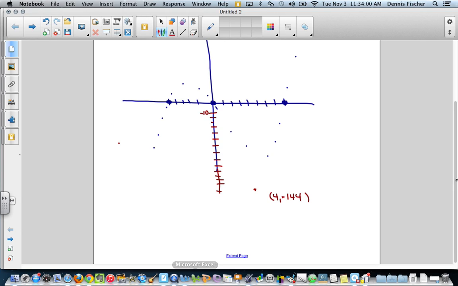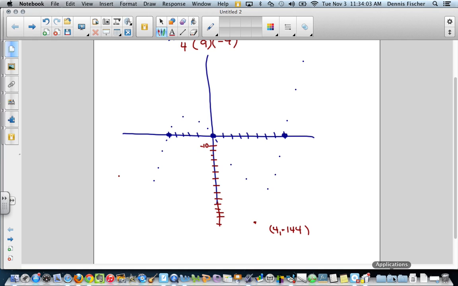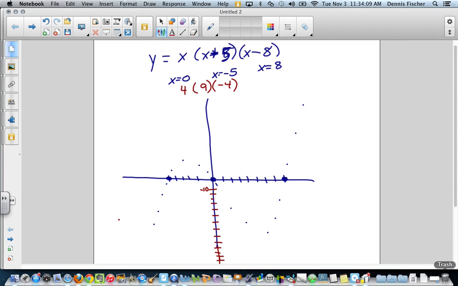So now what I need to do is say, and this one's going to be a little less precise, I need to plug in a point between 0 and 5, it looks like. Let's make it easy. You could plug in halfway between there, which is 2.5, correct? I'll try that and see what happens. If I plug in 2.5, I'm going to get 2.5 for x, 2.5 plus 5 is 7.5, and 2.5 minus 8 is negative 5.5.